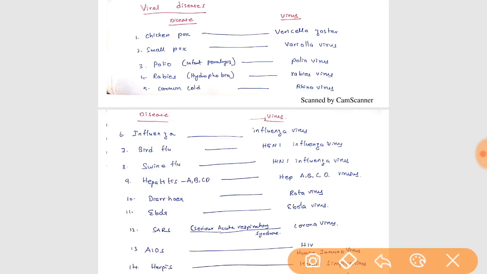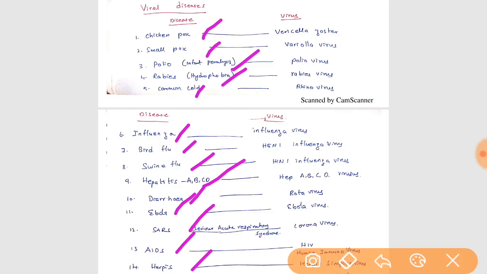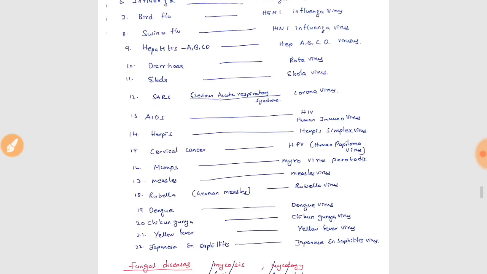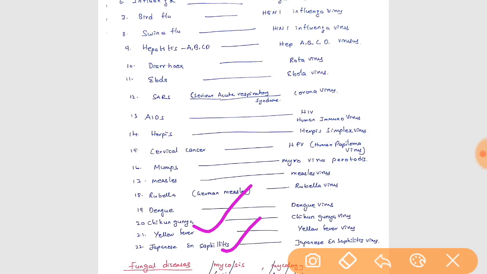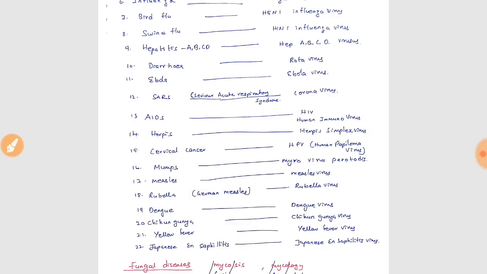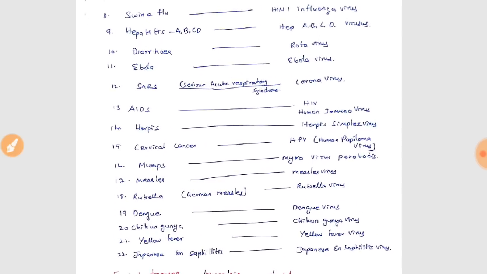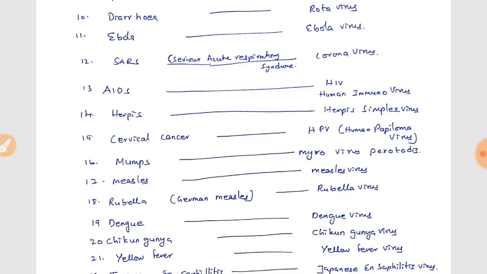These are the viral diseases: chickenpox, smallpox, polio, rabies, common cold, influenza, bird flu, swine flu, hepatitis A, B, C, D, diarrhea, Ebola, SARS, AIDS, herpes. These are virus causing Japanese encephalitis, chikungunya, rubella, measles, mumps. These are virus causing diseases, and those viruses are also given here, friends. So you have to know what are bacterium caused diseases, one set, and viral diseases. That is the purpose the PDF is given, friends.